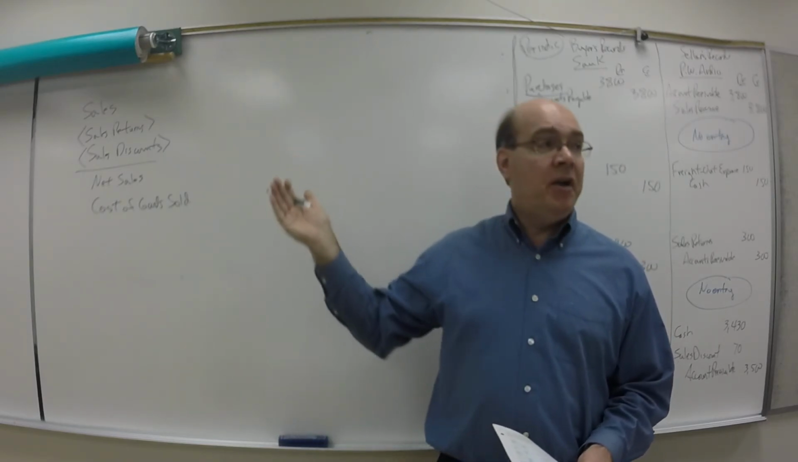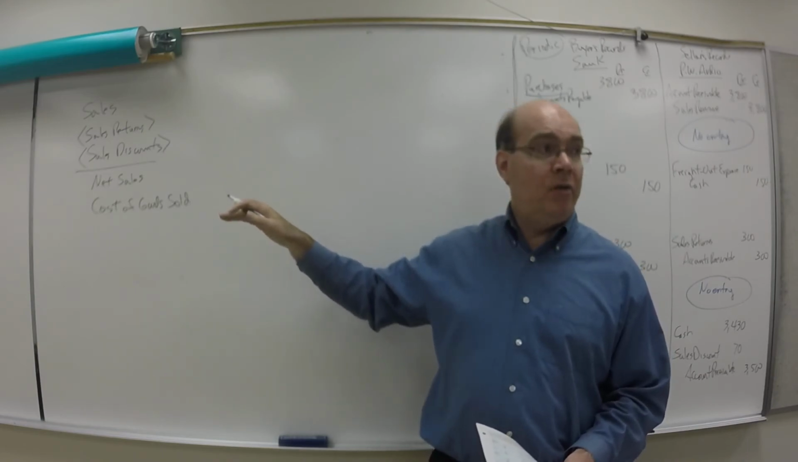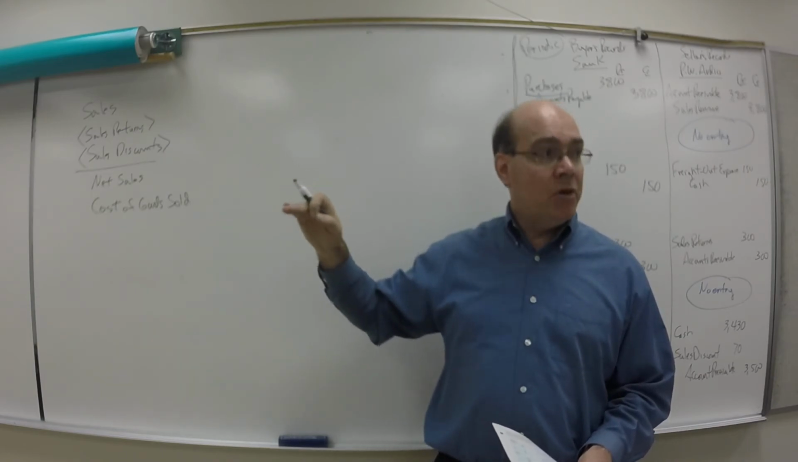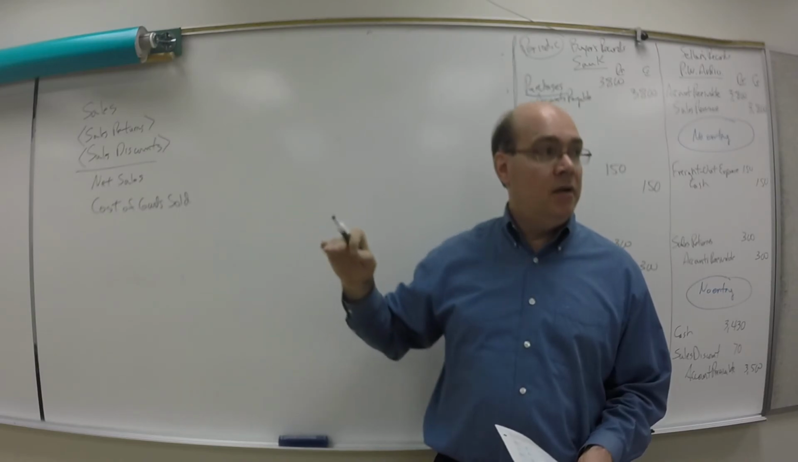If we had a periodic statement, we'd go through and we'd have that whole thing where we start with beginning inventory and purchases and less ending inventory and cost of goods sold.